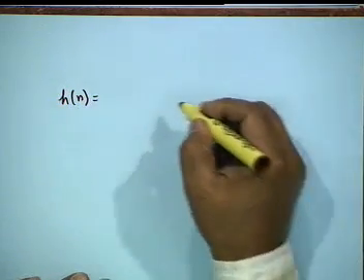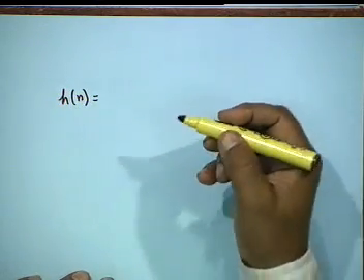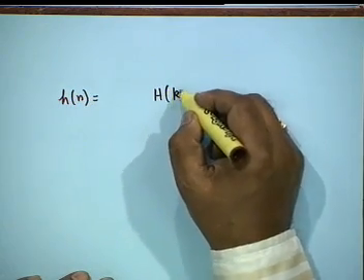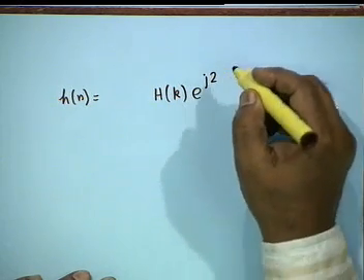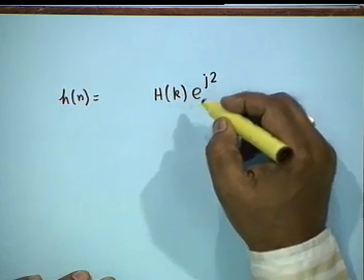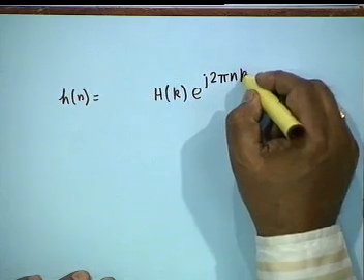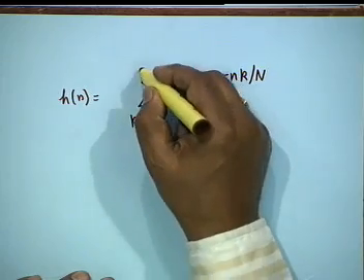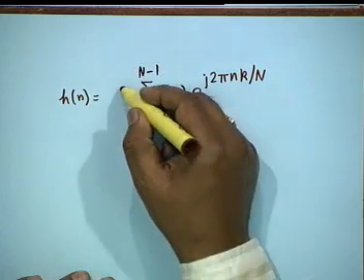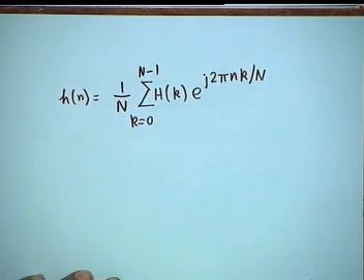So, you understand conceptually, it is a very simple procedure. So, what you do is, h of n, we find out as the inverse DFT of the samples H of k. In other words, H k e to the power plus or minus, we are finding the inverse DFT, plus 2 pi n k divided by N, summation k from 0 to capital N minus 1, and there is a factor 1 by N. Okay?